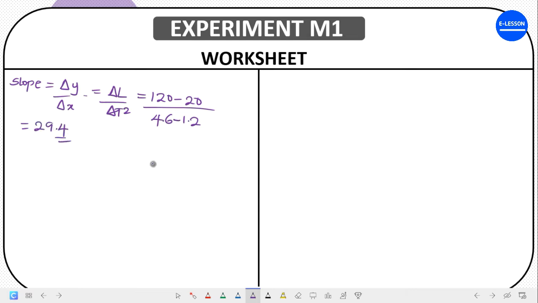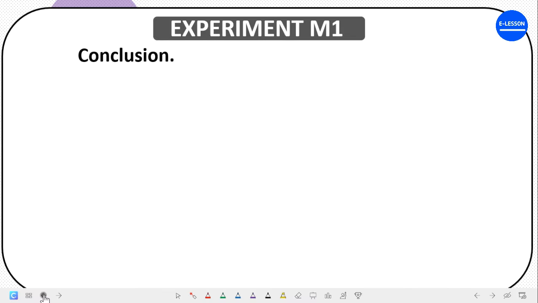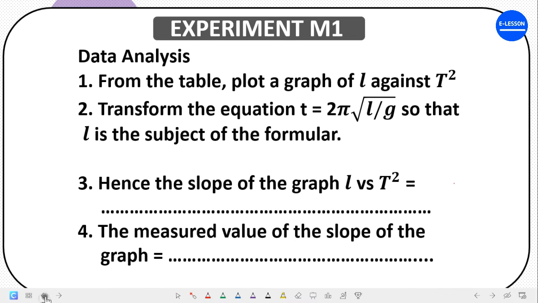So anything you are working on at all should be on your worksheet. 29.4. Now what is the unit? We have meter per second square. So the slope is meter per second square. Do you know why? Because t is in seconds squared, L is in meters. Okay, so we come back and then look at the next part. So we are done with this one.